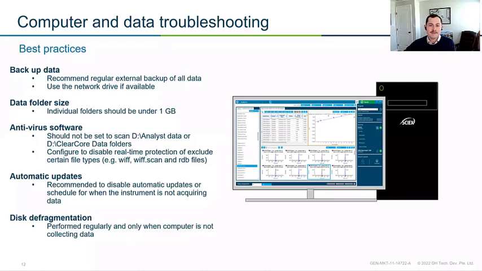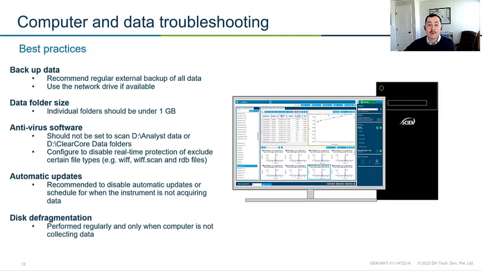The next thing that you can do is scheduling your antivirus and your Windows updates when you're not acquiring data. Having an antivirus, especially if you're connected to the network, is probably a requirement for your IT department. It's not a bad idea, but we want to make sure that when it's scanning our files, we're not actively acquiring data. That can run into issues with data quality and create gaps in our data. So we don't want that. Same thing with Windows updates. We certainly don't want our computer to restart in the middle of an important run.